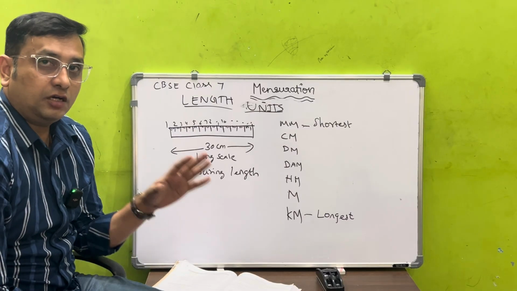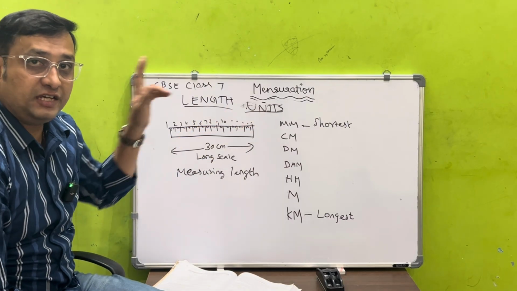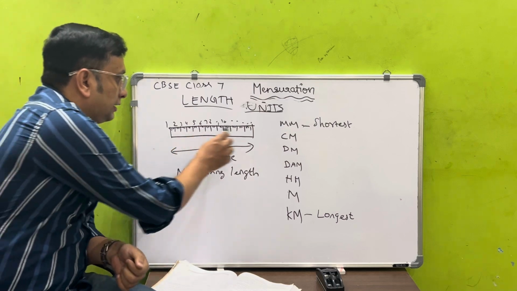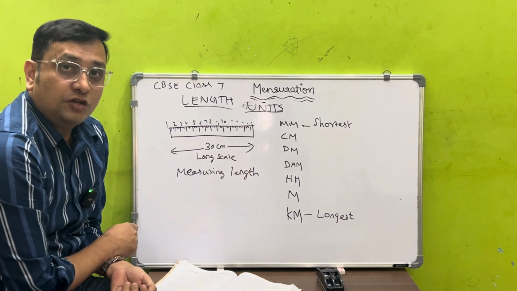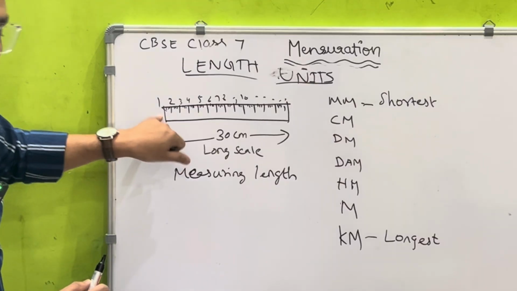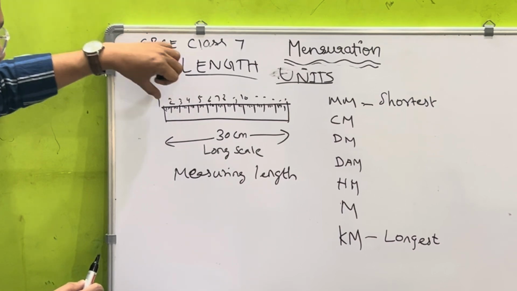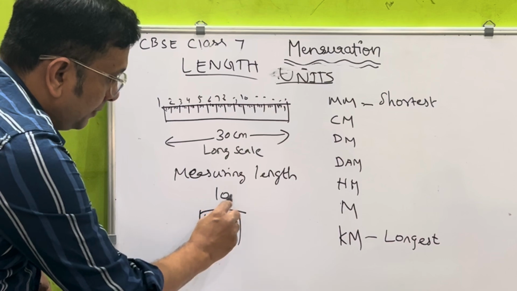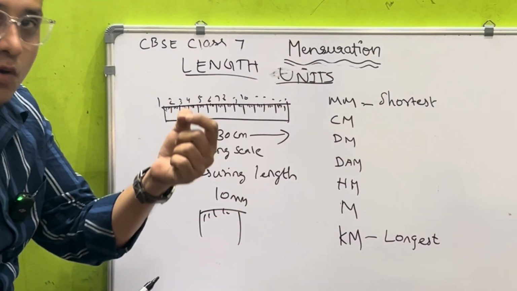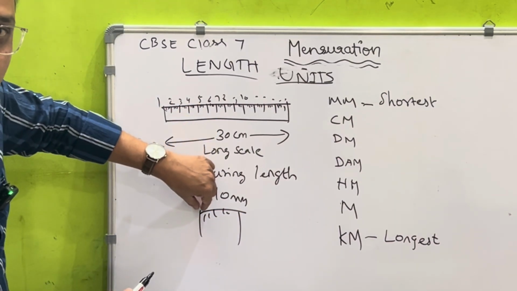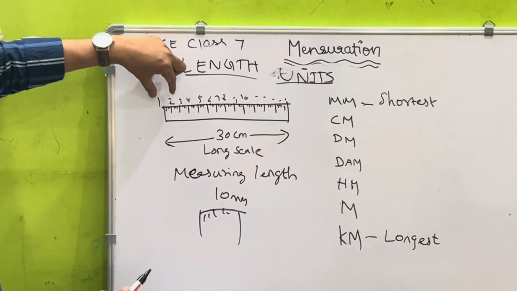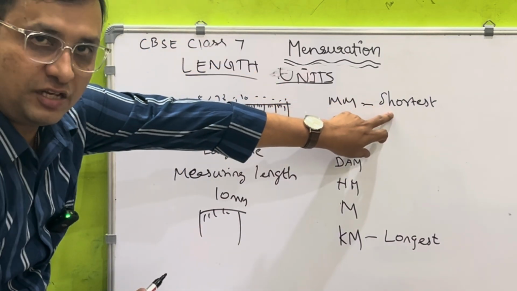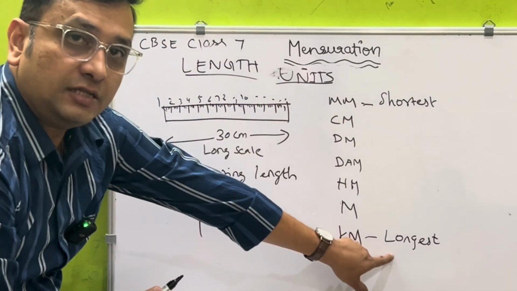Let's recall the length units from the previous lessons. Consider a 30 centimeter long scale. In that we have 1 centimeter here. In this 1 centimeter, we have 10 millimeters. Each small measurement is a millimeter. This is clear. So millimeter is the shortest one and kilometer is the longest one.